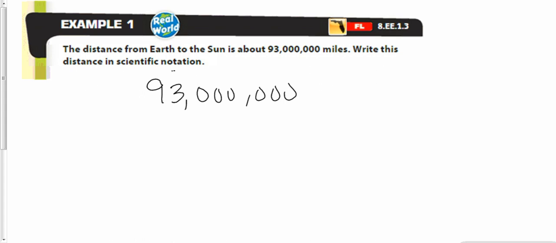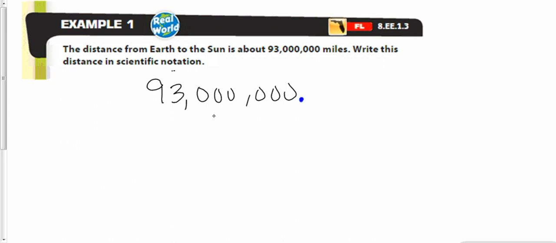And for those of you that are unaware, right now we don't see a decimal point. So if there's no decimal point, then where does the decimal point go? Well, it very simply would go right here. Because if you were to write this as money, then it would be $93 million. So that's where the decimal point would go. So we put our decimal point there.